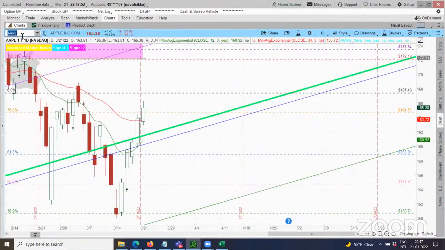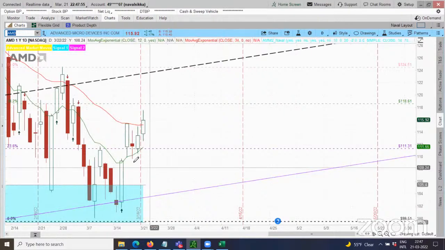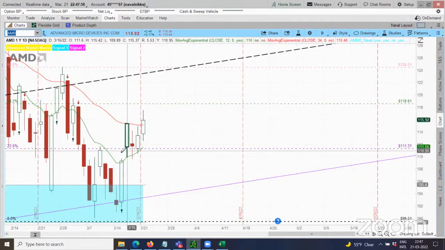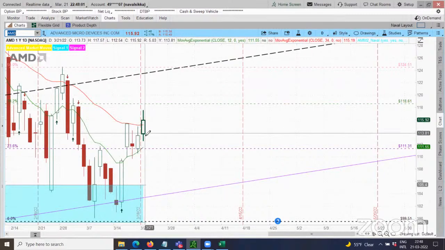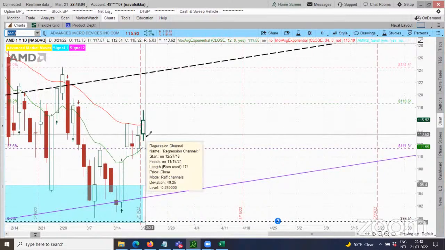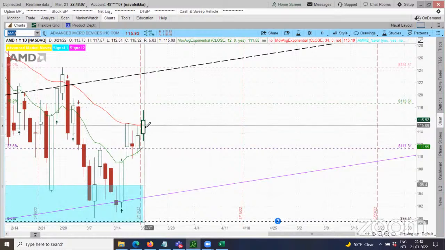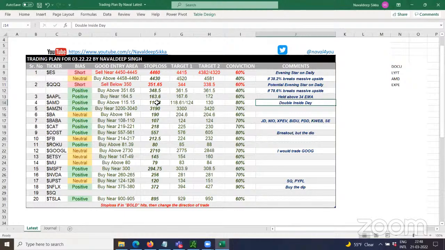AMD finally broke out above this 1234 tangle. It was trying its best to remain in the game, and finally at the end of the day it moved higher. So now 115 is your stop loss. I'm very much positive here. So 115 is the stop loss. You can buy near 115 to 117. Targets are 118.60, 124, 130.